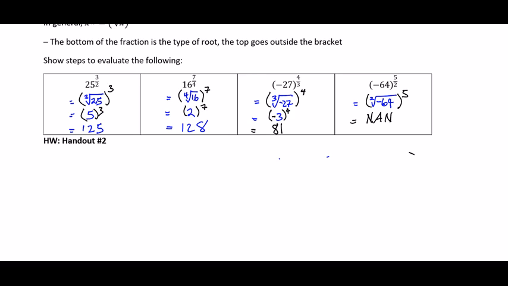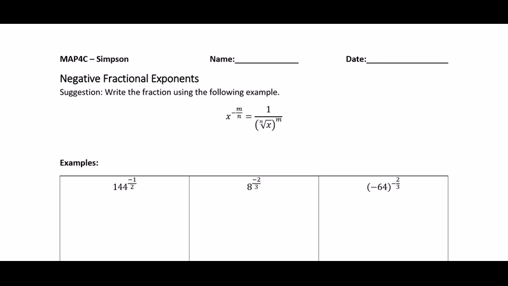This number 2 from the handout. For this next problem, we're going to write the fraction using the following example. If I have basically x to the negative m over n, basically what that means is it's 1 over the root of x to the m.